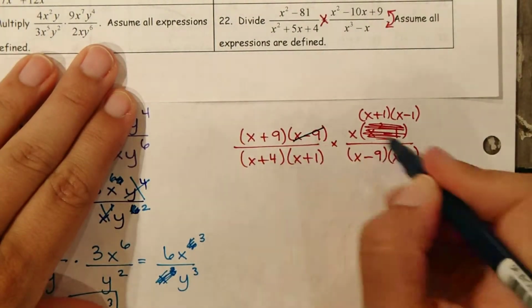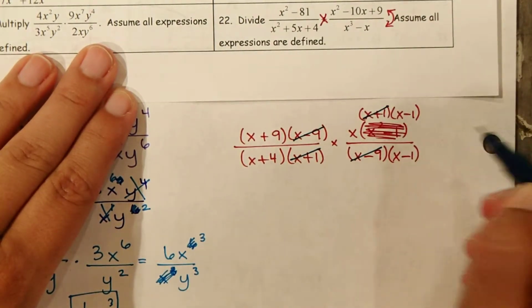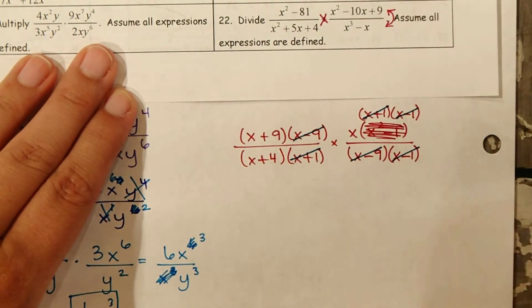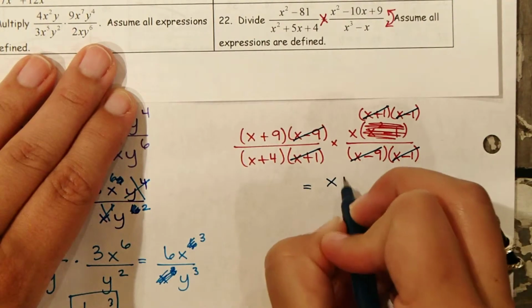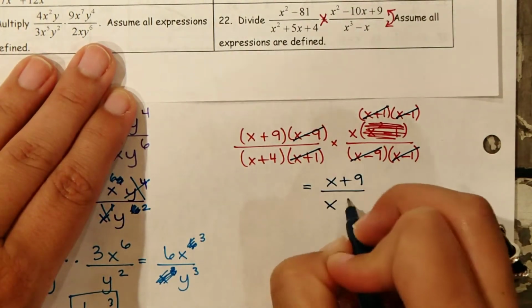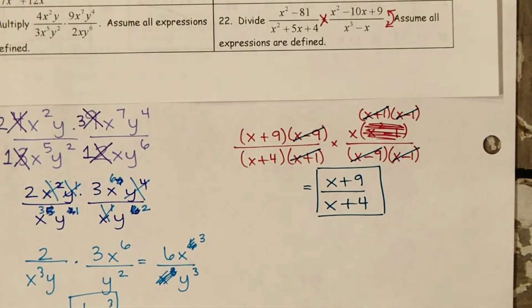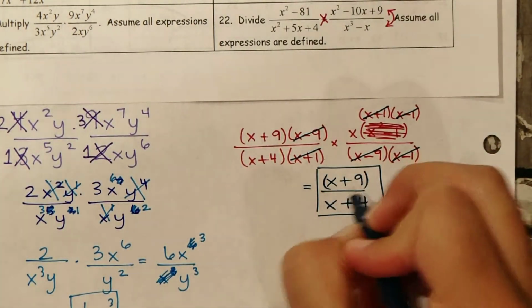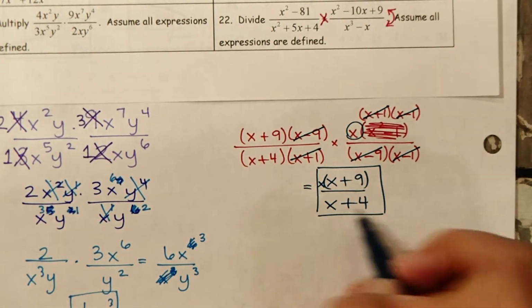So you have an x minus 9 here, x minus 9 here, x plus 1, x plus 1, x minus 1, x minus 1. Nothing else can reduce. So our answer is going to be x plus 9 over x plus 4. Oh, and I'm sorry, there's a little x there too. Left that guy out. So x plus 9 times this x over x plus 4.